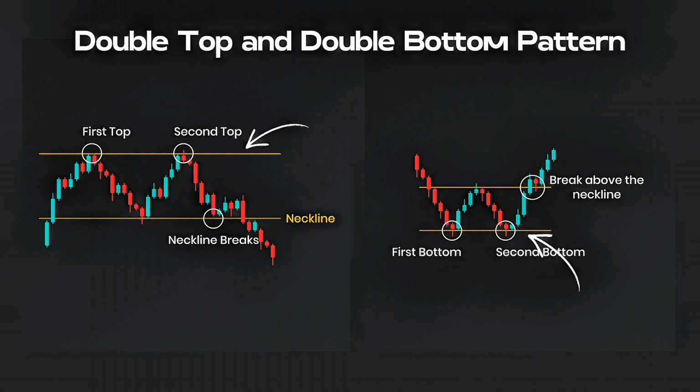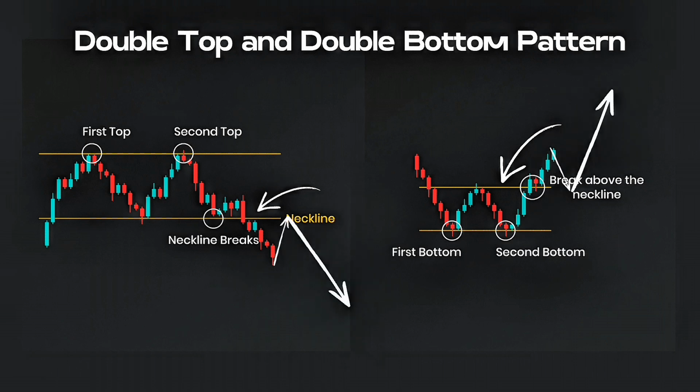A double top is likely to reverse the price when it breaks the neckline, and a double bottom is likely to reverse when the price breaks the neckline. This double top and bottom pattern is best to trade when the price comes to retest the neckline. That is the way I trade the double top and bottom pattern when the opportunity presents itself.